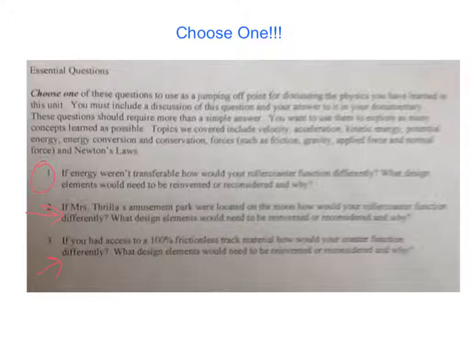Okay, I hope that this has clarified for you what you're going to be graded on. You will have the entire week after Thanksgiving to complete your documentary and turn it in.